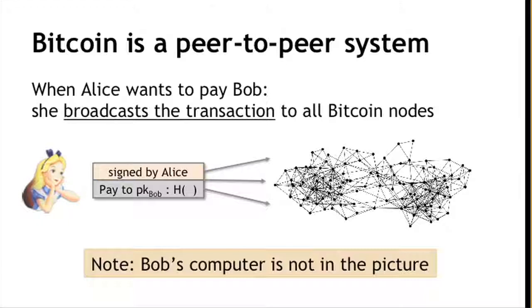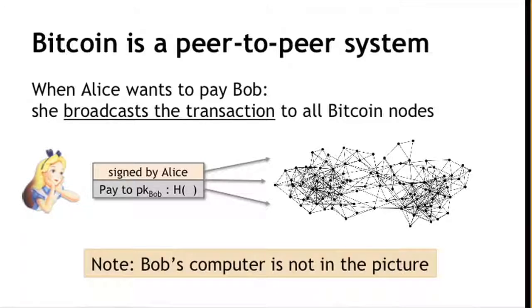What is this hash? Recall this notion of hash pointers that we saw in the first lecture. This hash is a way for Alice to link together this transaction or this coin to her receipt of this coin from someone else previously. Right? So those are the things that are contained in this data structure that we call a transaction, and she's going to broadcast that to all of the Bitcoin peer-to-peer nodes.